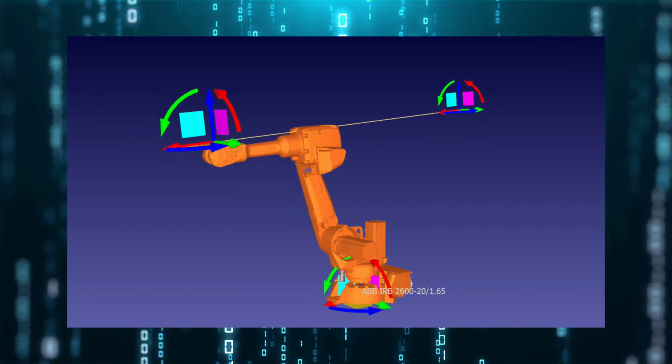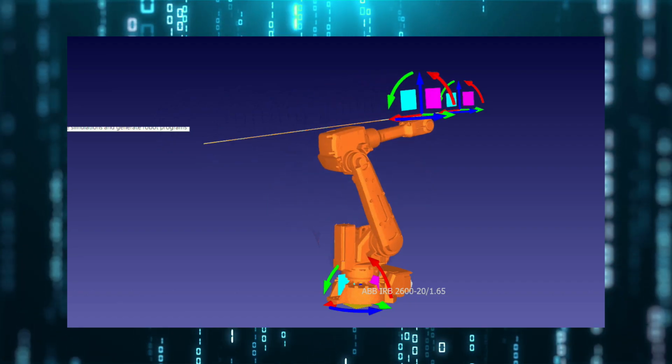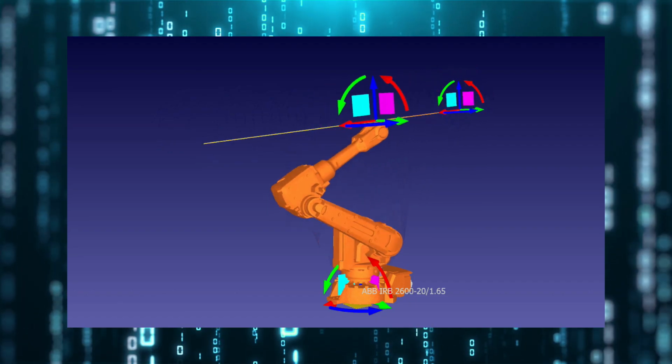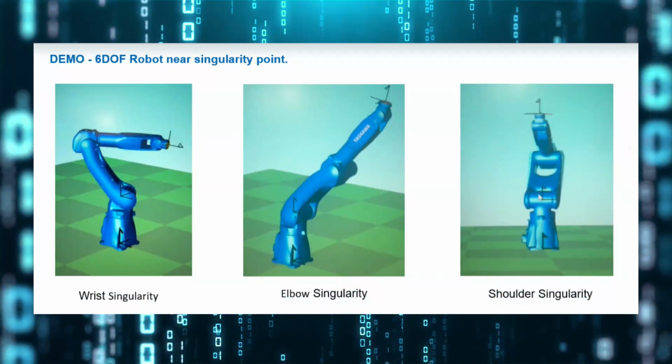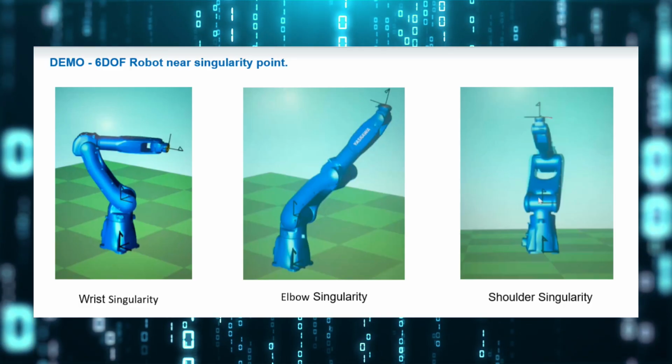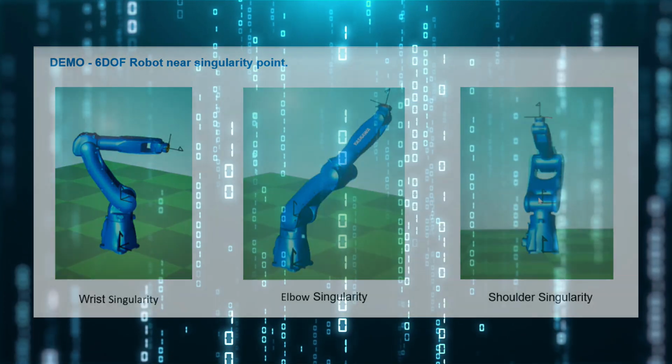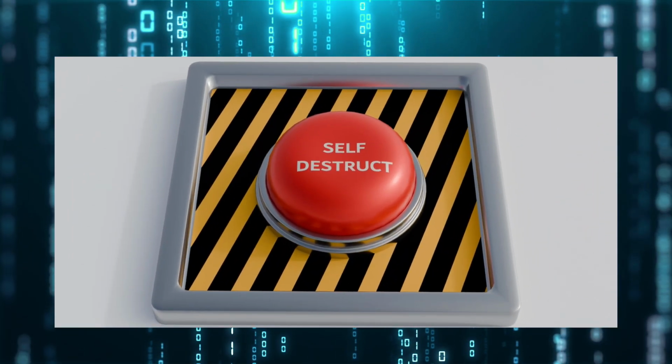Singularities. A singularity is a position the arm is in that inhibits movement of the arm. A loss of a degree of freedom is critical to understanding how to make the robot arm move more efficiently and could potentially prevent the robot from damaging itself.